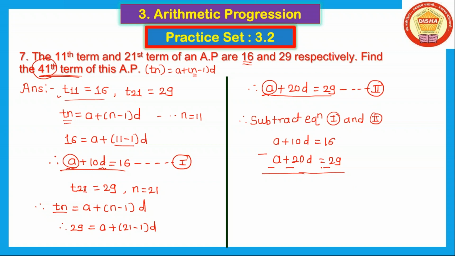Then a minus a gets cancelled. Then plus 10d minus 20d, the subtraction gives minus 10d is equal to, the subtraction of both numbers, minus 13. Therefore, the difference, that is the common difference, is equal to 1.3. Common difference is equal to 1.3. Then we solve this equation, means we find the value of d. Then we have to find the value of a.